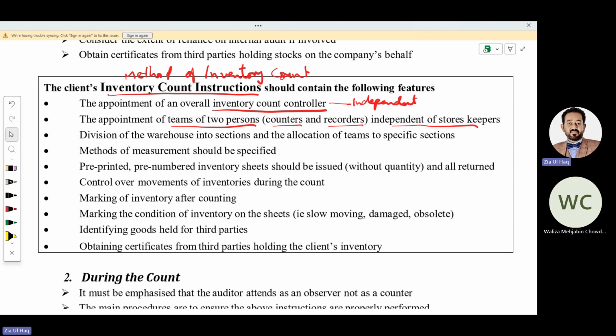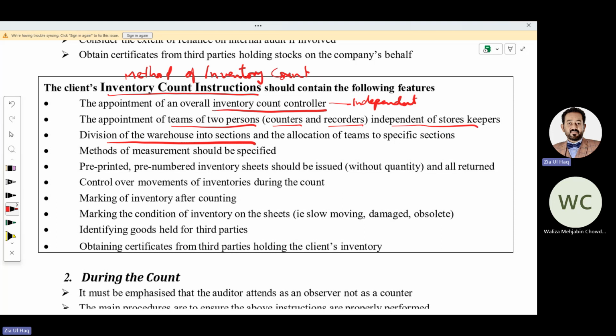For counting, you need to divide the warehouse into different sections. And if you have different types of inventory, all types should be divided into different sections so that staff can trace inventory easily and count easily. If all the inventory is combined, staff will find it difficult to trace what kind of inventory it is, especially when the inventory is packed into boxes. So you need to divide the warehouse into sections.